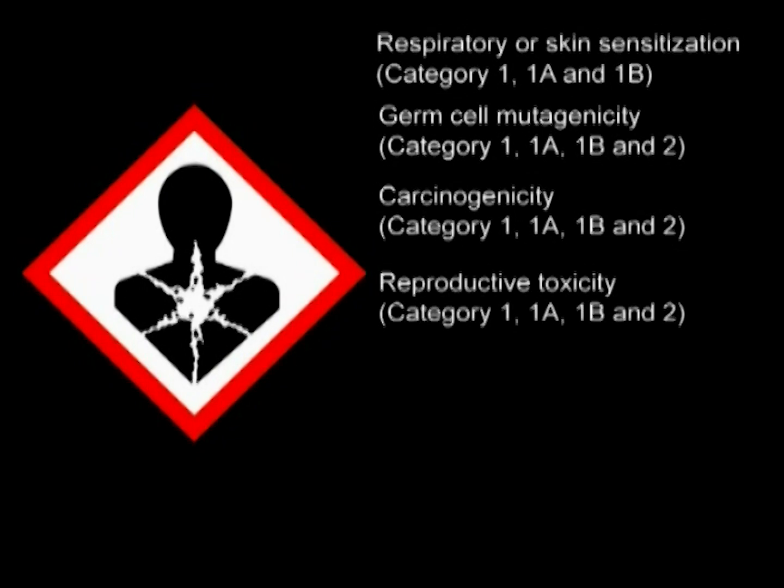Reproductive toxicity, Category 1, 1A, 1B, and 2. This hazard class includes products that may damage or are suspected of damaging fertility or the unborn child.